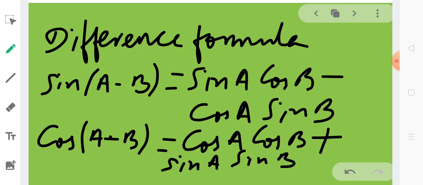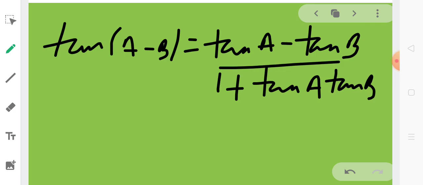Next, the difference formula. Sin of a minus b is sin a cos b minus cos a sin b. Cos of a minus b is equal to cos a cos b plus sin a sin b. And tan of a minus b is equal to tan a minus tan b by 1 plus tan a tan b.